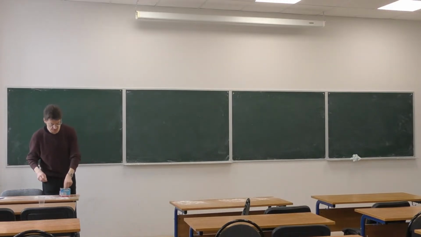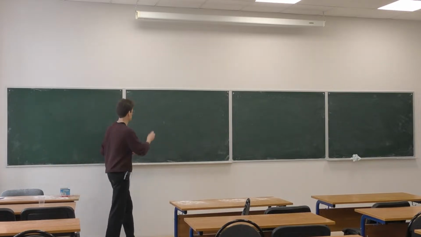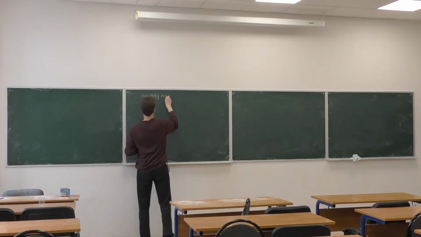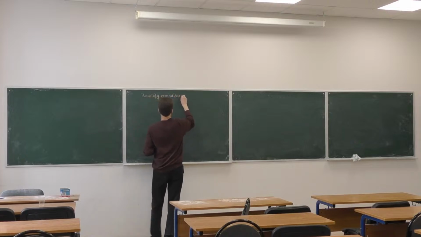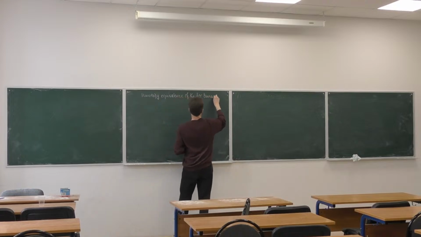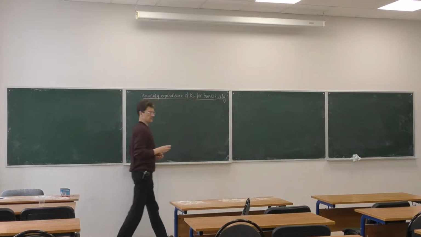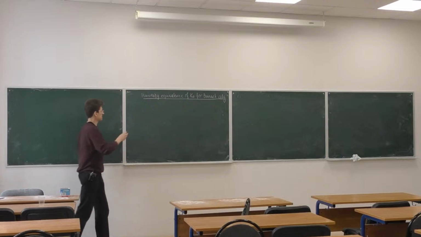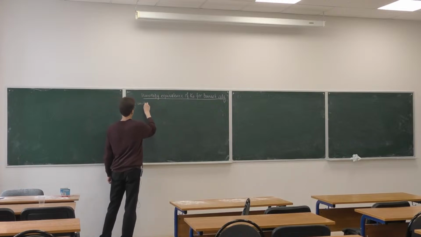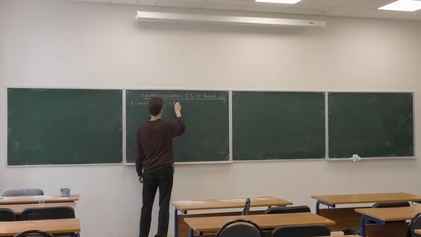Okay, so today our first goal is to prove the homotopy invariance of K0 for Banach algebras. First of all, let's briefly recall what we already know from the previous lecture. Suppose that A is a unital Banach algebra, and suppose that E and F are two idempotents in A.